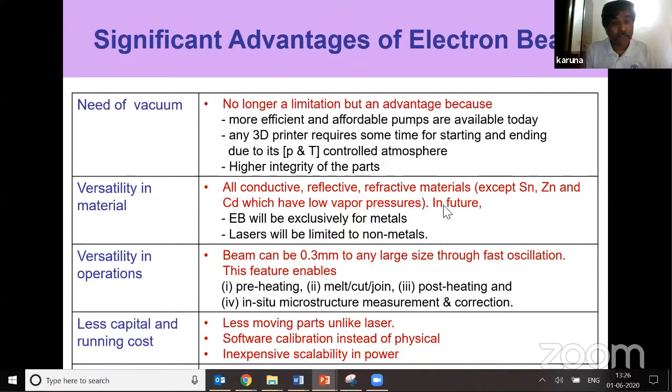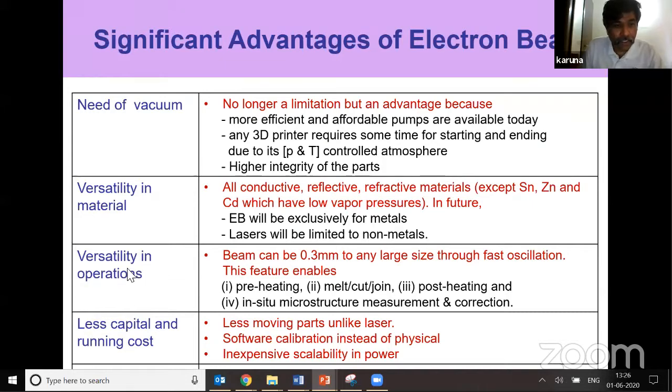Whereas laser-based additive manufacturing methods will find it difficult to handle materials which are good in thermal and electrical conductivity. For example, copper, aluminium, gold, silver, these are all extremely difficult for laser-based additive manufacturing. Whereas it can be handled nicely by electron beam. So we are actually foreseeing that in future, because of all the advantages that I've been listing, electron beam will be exclusively used for all metals and laser will be used for ceramics and polymers.